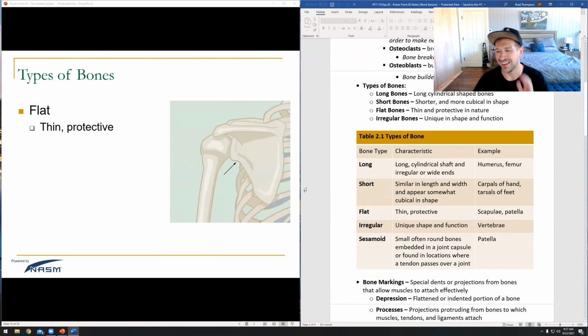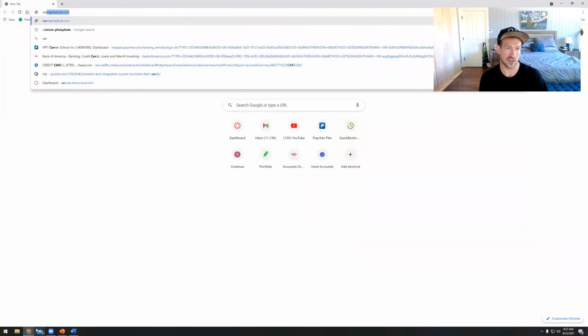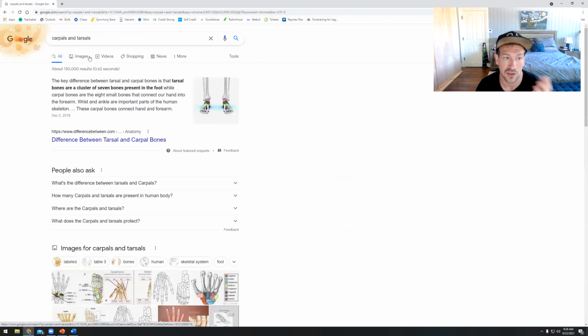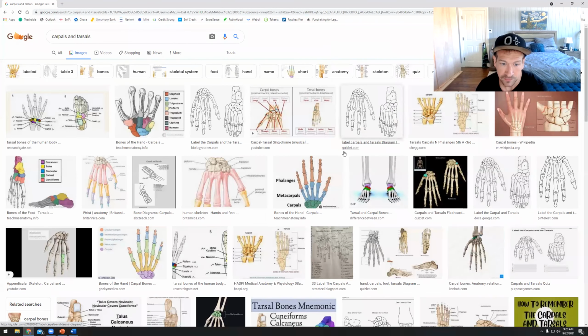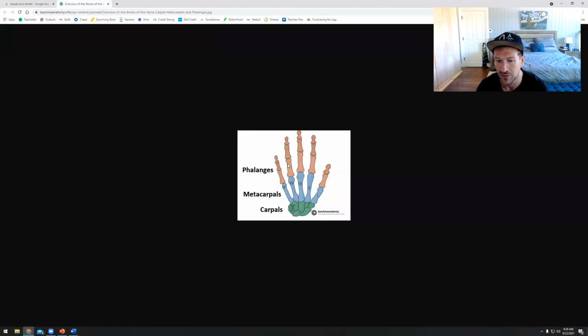And then you've got short bones, like the carpals of your hands or the tarsals of your feet. They look really similar, your hands and your feet. The carpals of your wrist are right here. Then you get your metacarpals, and then your fingertips, which we call your phalanges.